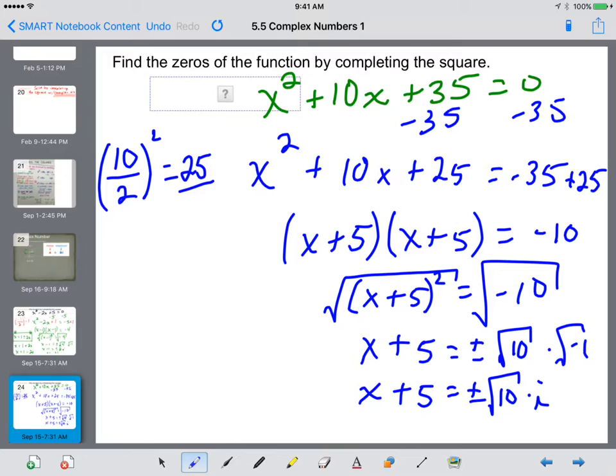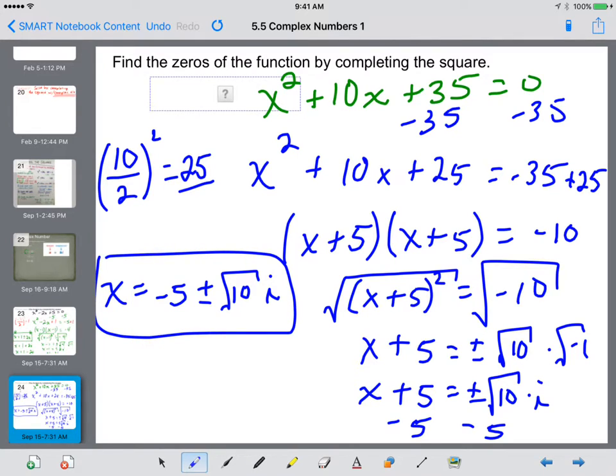Again, I'm going to move over to the left side of the screen here. We are going to subtract 5 on both sides. And here's one way to write my final answer. Because of our commutative property, I can put negative 5 out front, plus or minus the square root of 10 i. And make sure that i is outside that square root symbol. Again, if you want to write this two ways, you may do so. So the two answers that are sitting there are x equals negative 5 plus square root of 10 i and x equals negative 5 minus square root of 10 i.